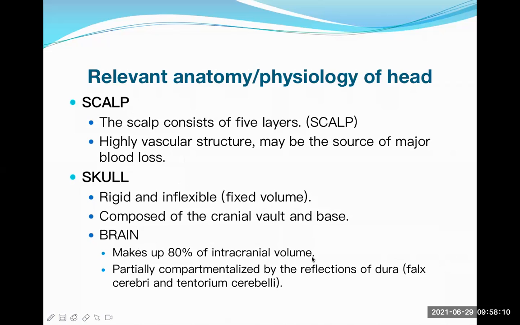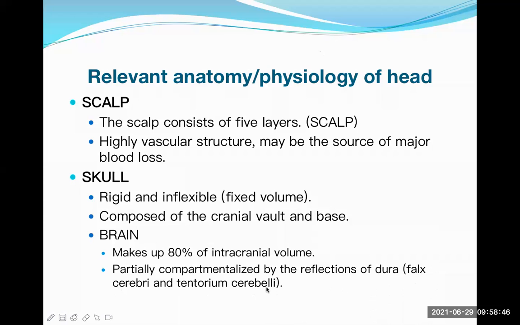It makes up 80% of the intracranial volume, and the brain is partially compartmentalized by the reflections of the dura, like the falx cerebri and tentorium cerebelli. These are the main parts of the reflection of dura. I want to add one more thing here, which is called falx cerebelli. Falx cerebri, tentorium cerebelli, and falx cerebelli are the 3 main reflections of the dura, which divide our cranial cavity into different compartments.